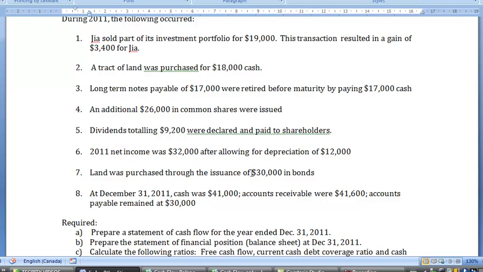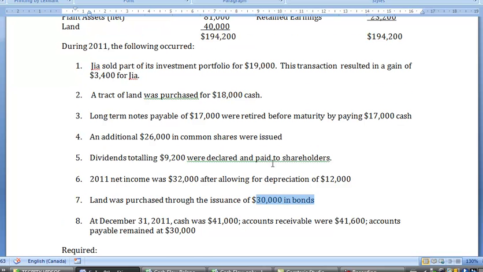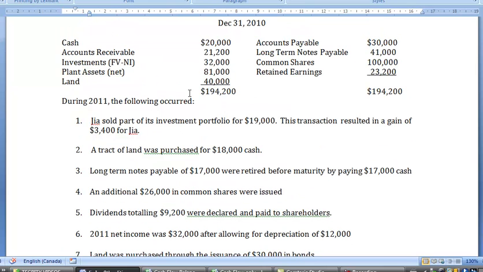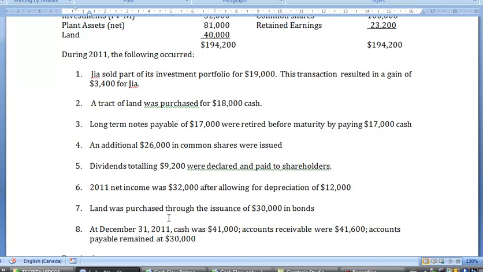We have land that we bought, and we issued $30,000 in bonds. So we know again we bought land here of $18,000. We also bought some more land, $30,000. So again we know our land balance is going to go up from $40,000 by 18 over here, plus another 30, right? So this is a non-cash transaction. We bought land and we're going to credit bonds for that purchase. So we debit land and we credit bonds. It was a non-cash investing activity, right?